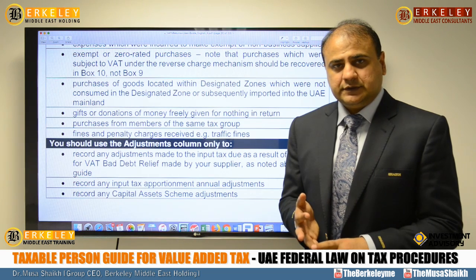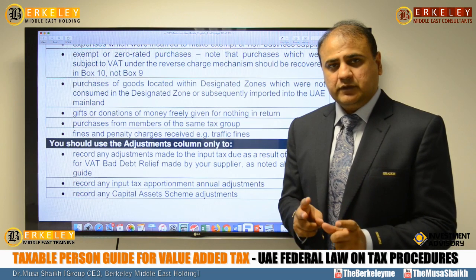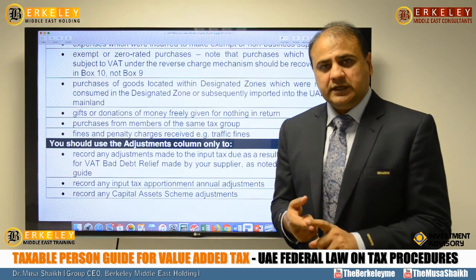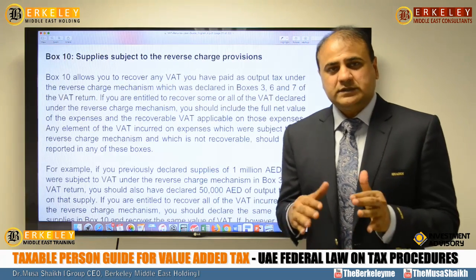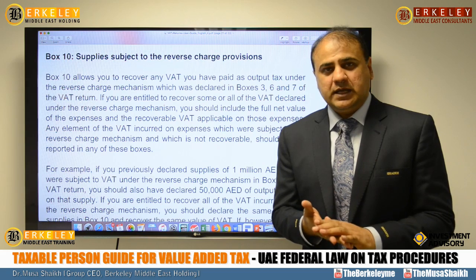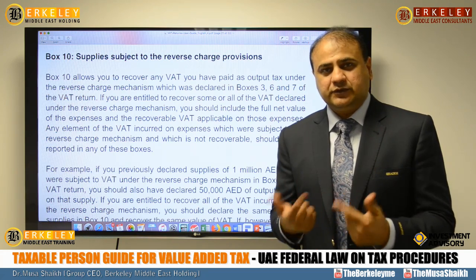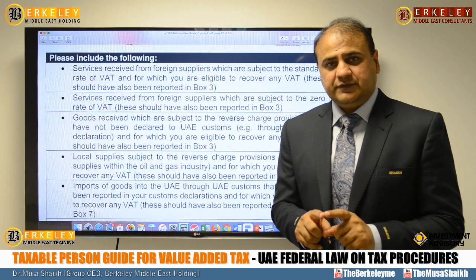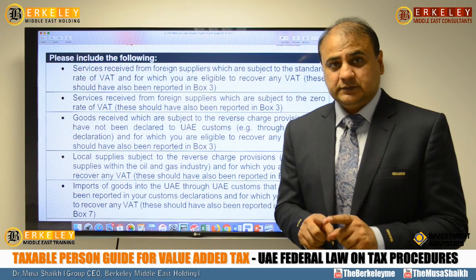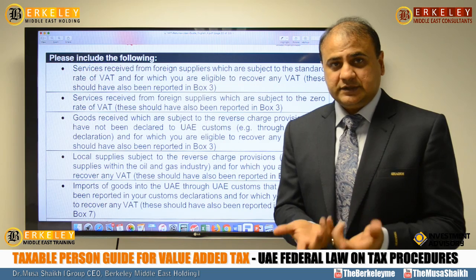Gifts or donations, purchases from the member of the same tax groups, fines and penalties in terms of traffic and other kind of fines. Box 10 is related to those supplies who are subject to reverse charge. So what you need to include, services received from the foreign suppliers, either these are zero rated or standard.